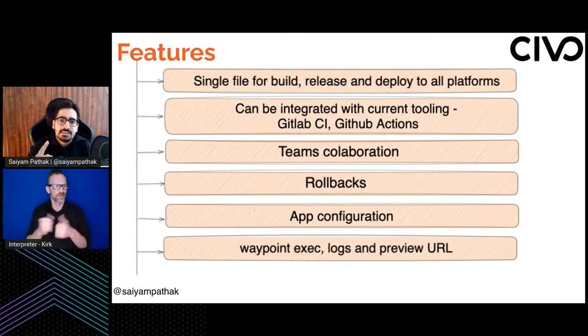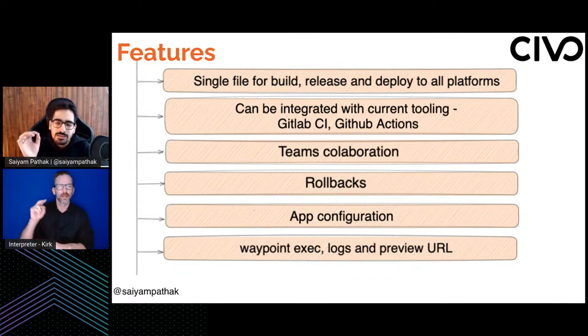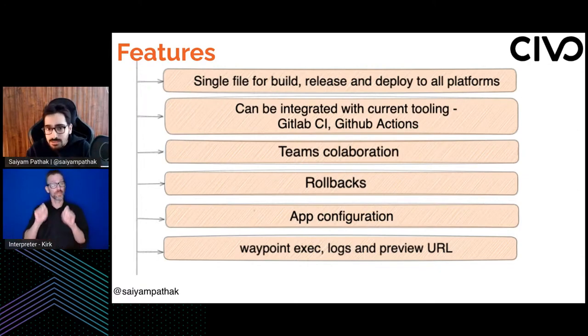Single file for build, release, and deploy to all platforms, which is waypoint.hcl. We'll see this file when we do the demo, what the different sections of the file are, and what different changes I need to make. Then it can be integrated with the current tooling. Yes, it can be integrated. So you can eliminate all the fancy scripts, and you can just have waypoint up, waypoint build, waypoint deploy. All these commands will take the place of all the complex scripts that you have already written in your CI systems.